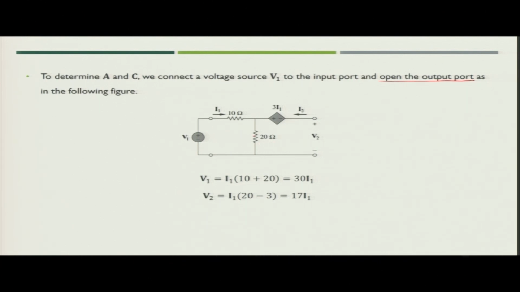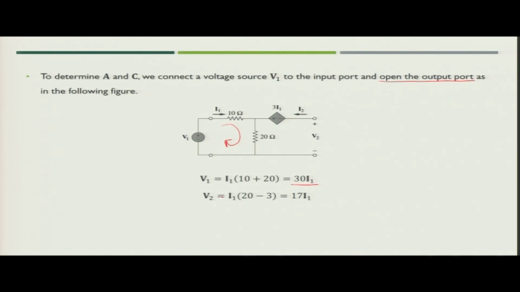So, from this figure, if you see, I1 is flowing in this particular loop. So, you can simply say V1 is equal to I1 into 10 plus I1 into 20. So, V1 you will get in terms of I1 as 30 I1.